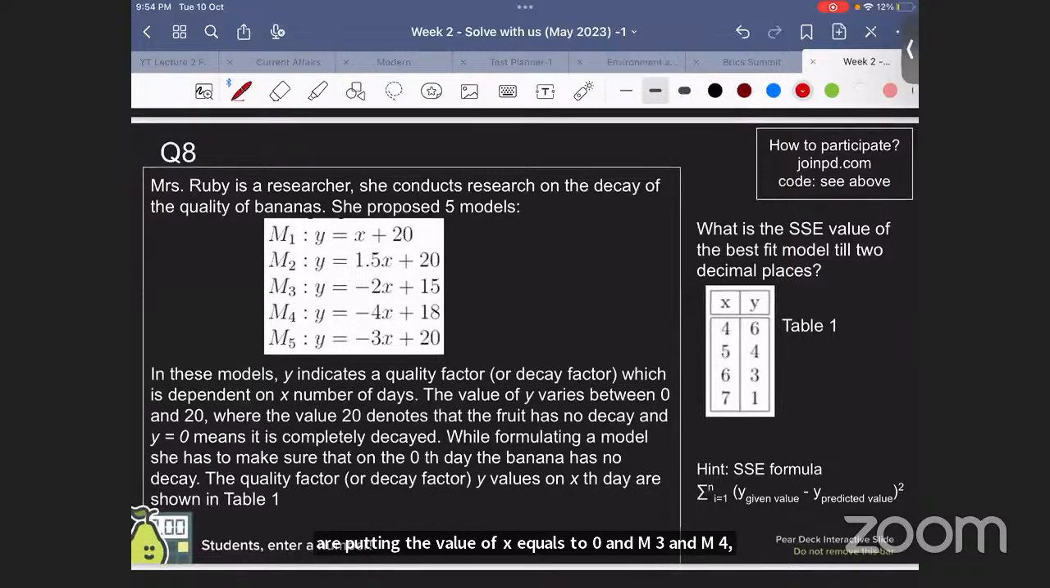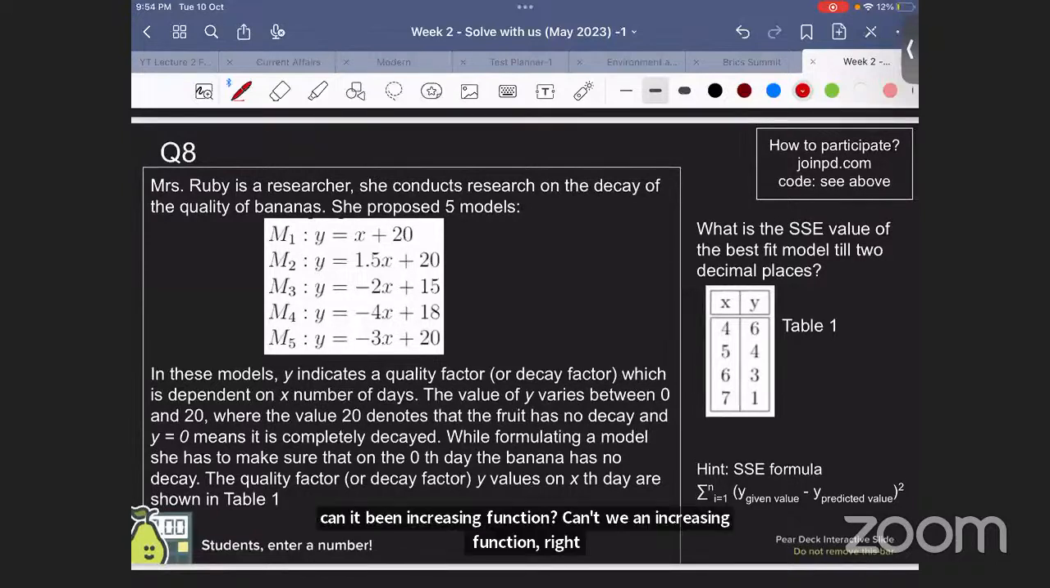M3 and M4 are very bad models. Now think of M1 and M2. M1 and M2 are also incorrect because the decay should be in some negative value, right? And this is increasing. How can it be an increasing function? It can't be an increasing function, right? So M1 and M2 are themselves incorrect. Now you're left with M5 only. So you just have to calculate for M5. Is it clear to everyone?